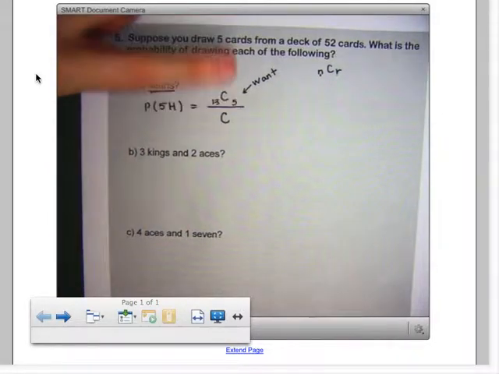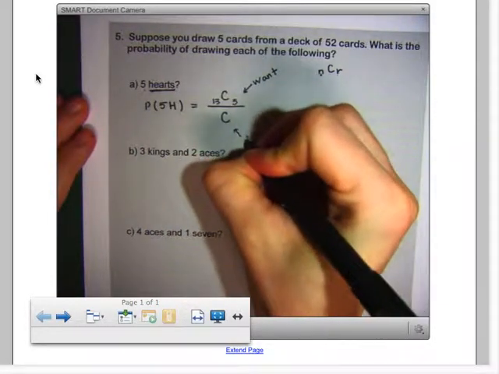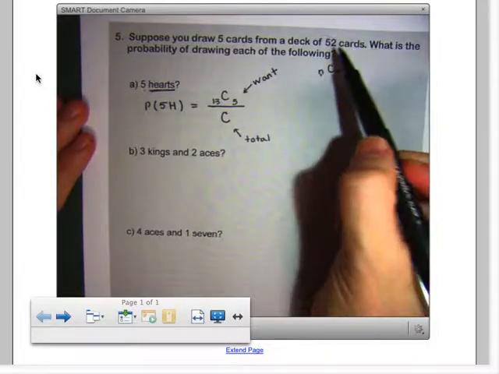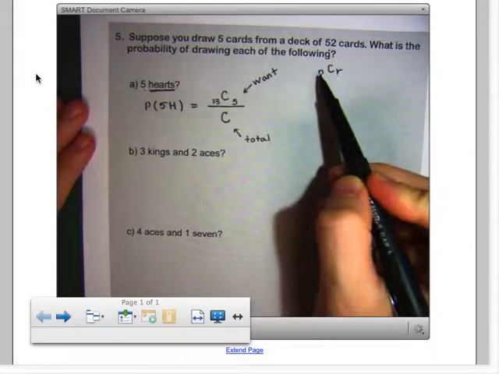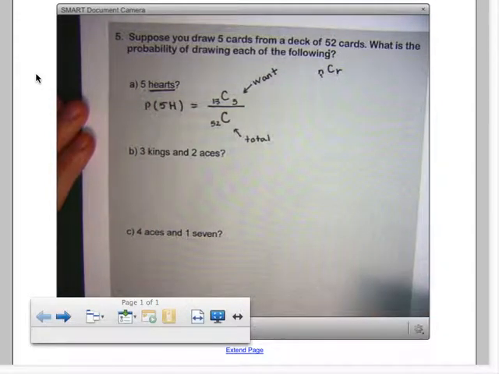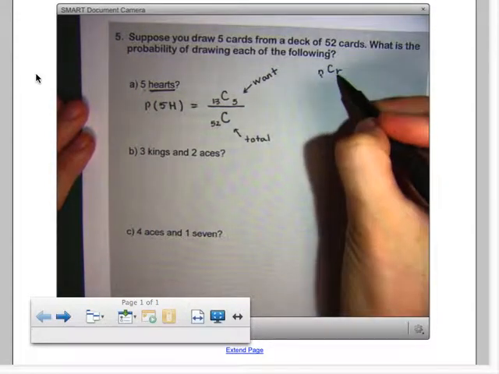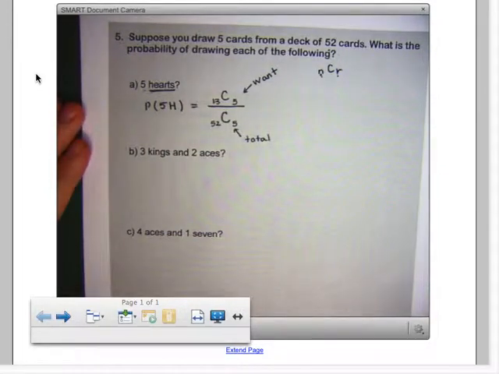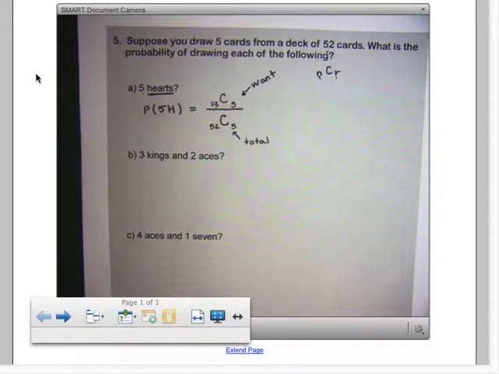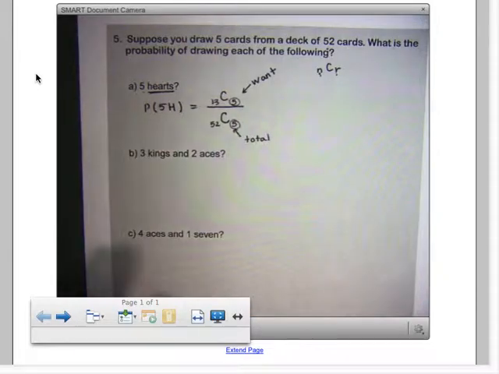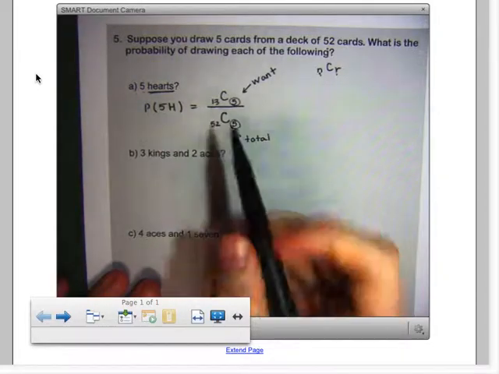Now let's look at the denominator. With probability, the denominator is the total. I'm dealing with a deck of cards, so I have 52 cards total. So my n, or my total, will be 52, and then r is what you're looking for. I'm looking for 5 hearts, so I'm going to have 5 here. The hint or trick when doing these: this number and this number should be the same, or they should add up to the same number. So 5 and 5.